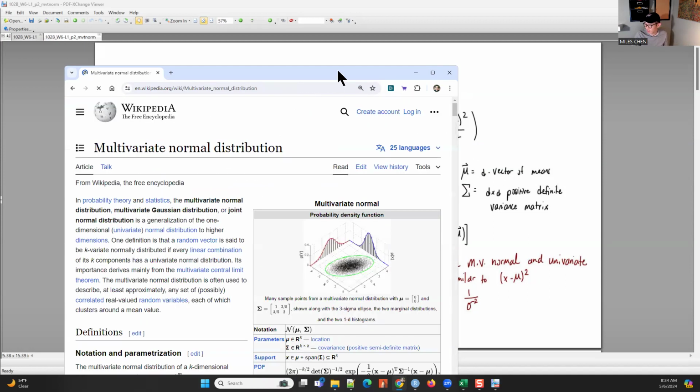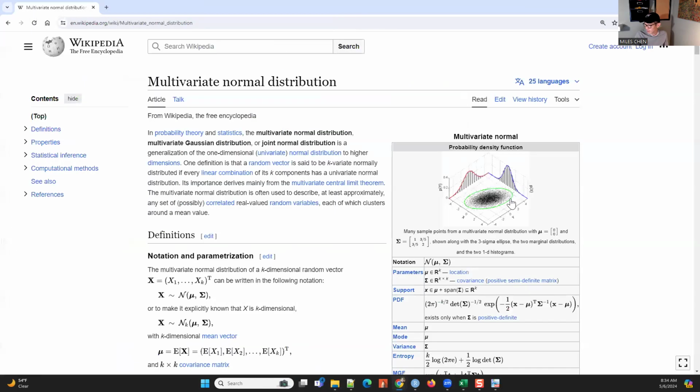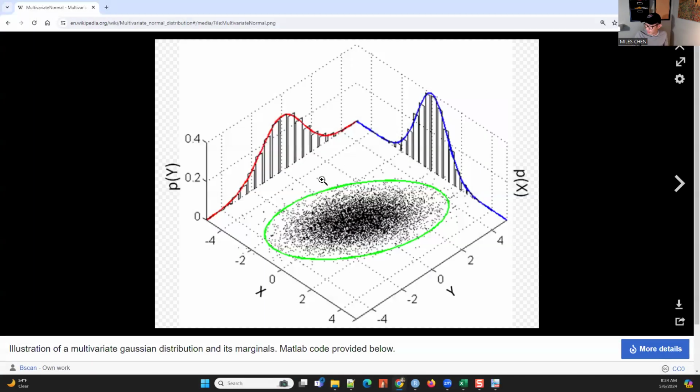And it looks like this, okay? So this is kind of what a multivariate normal distribution might look like. A two-dimensional multivariate normal distribution is often represented with something that looks like an ellipse, like a cloud of points or something like that, okay? So that's what we've got going on here. A cloud of points that looks like an ellipse.